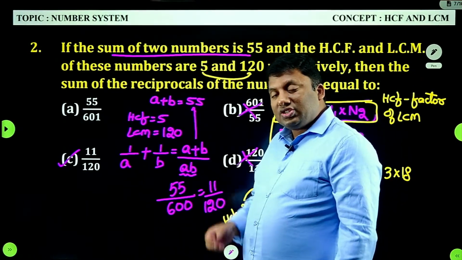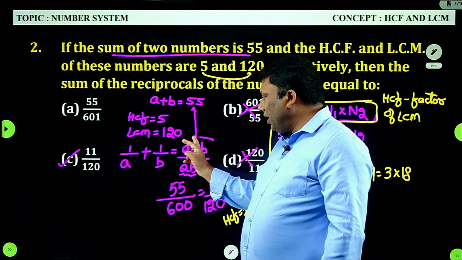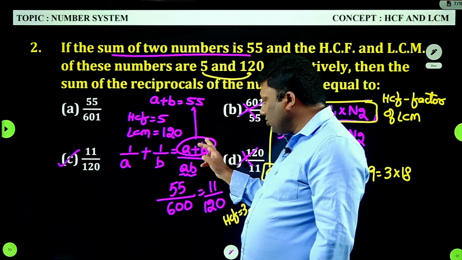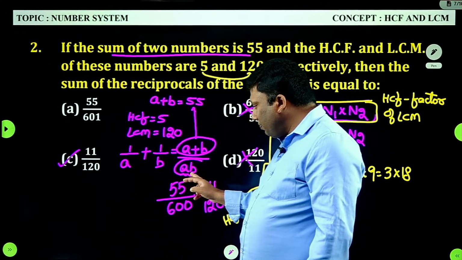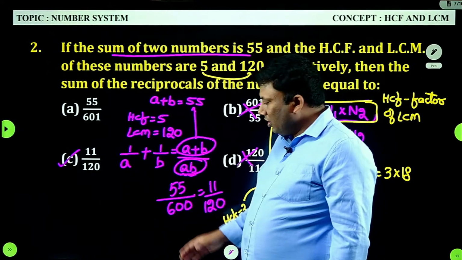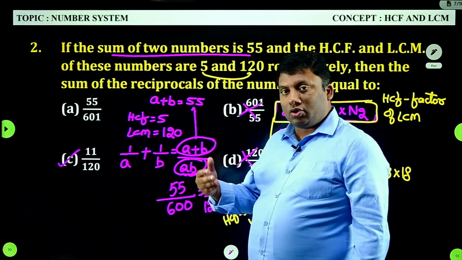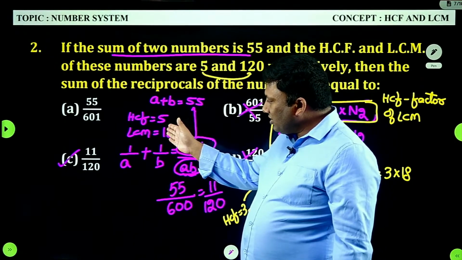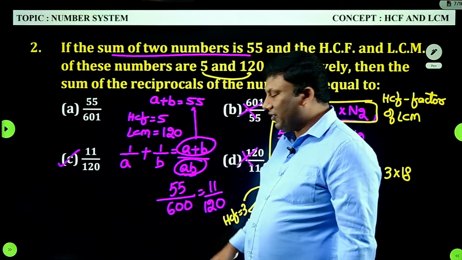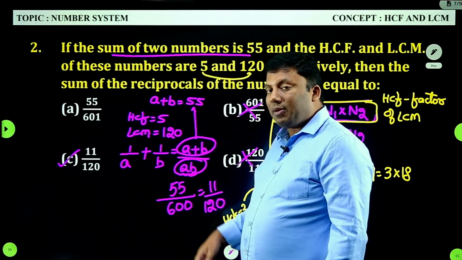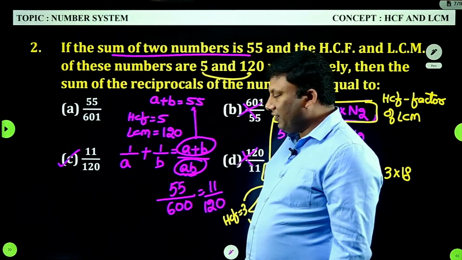How, sir? Simple observation. Numerator, it is a sum of the numbers. Denominator, it is a product of the numbers. Sum of the numbers, 2 plus 2 by 2 into 2, it will be same. But the numbers' LCM is 120, HCF is 5. So HCF 5 means the numbers should be in multiples of 5.